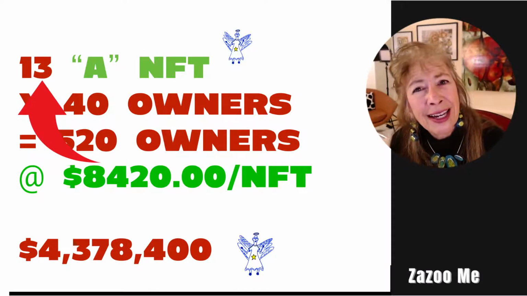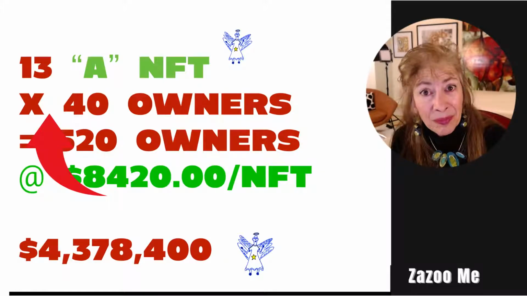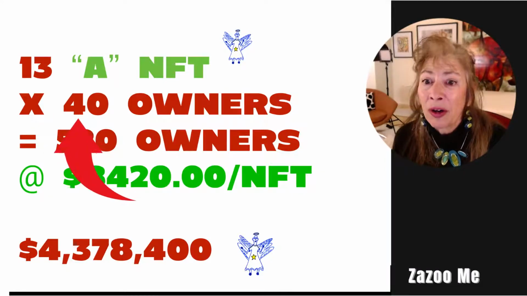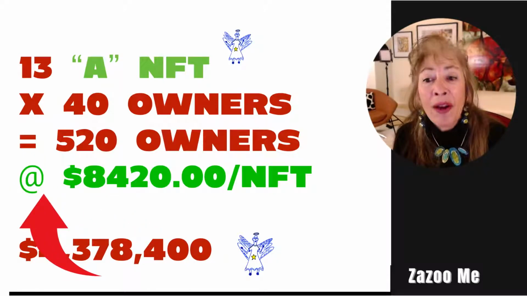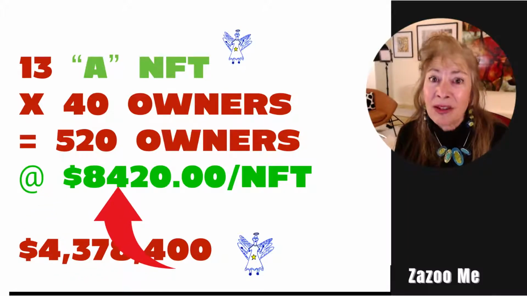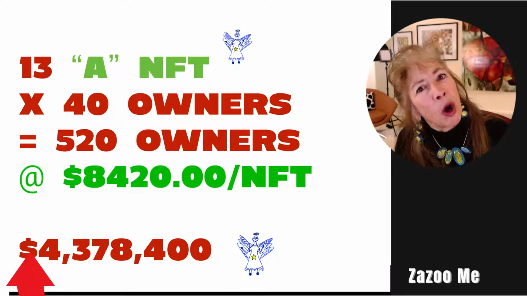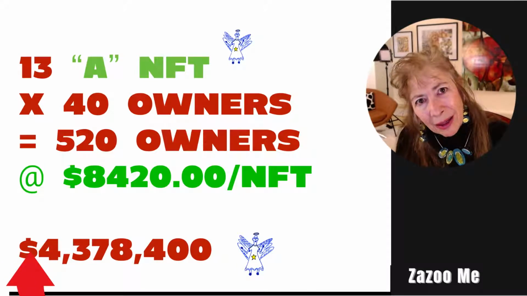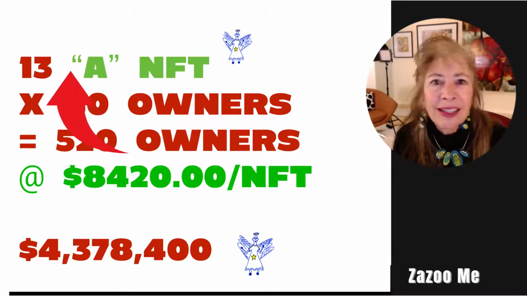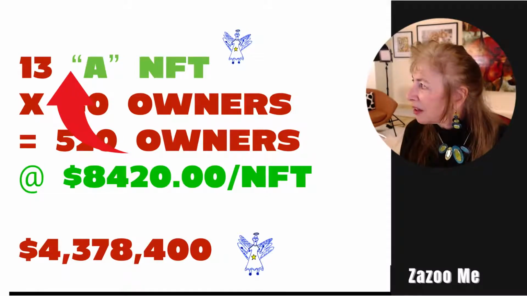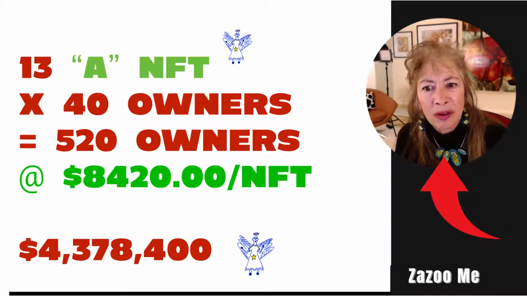So if there are 13 NFTs that just start with the letter A, and each one of them, there are 40 tokens and already 40 owners. That means there are 520 owners who have paid about $8,420 for each one of these little guys, netting him a cool $4,378,400 just in the letter A. Just in the letter A. Are you starting to see the value of NFTs with utility?